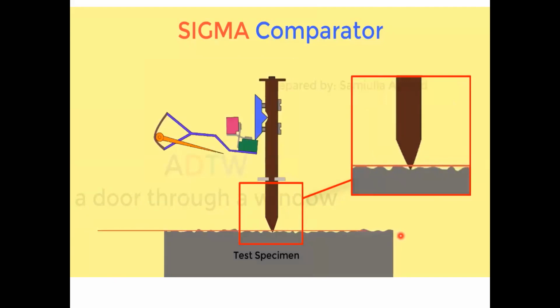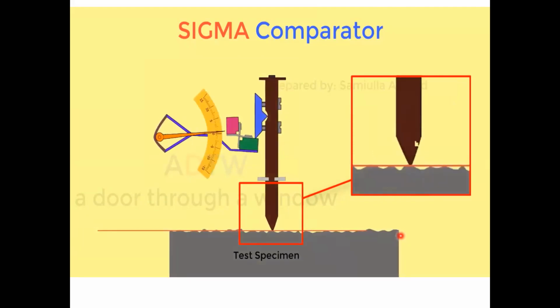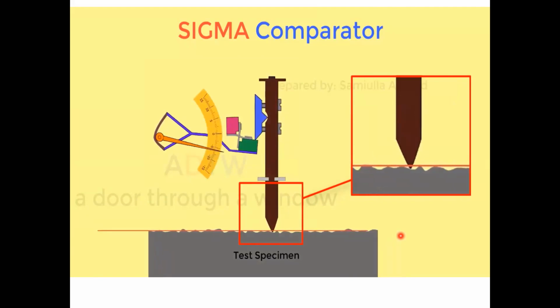The lowering or rising of the plunger will make the knife edge move up or down, and this makes the movable block deflect, which in turn deflects the Y-arm, which turns the drum, and this results in the movement of the pointer, which shows the reading on the calibrated scale. This is how the Sigma comparator works. Hope you have understood the construction and working of the Sigma comparator.